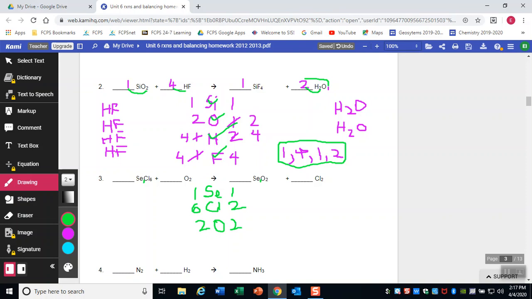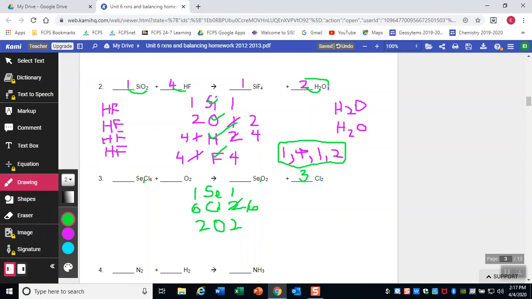All right, so like we did when we were balancing equations, we use the least common multiple. So I'm going to do that here with my chlorines. I've got 2 and 6. If I count by 2s, 2, 4, 6, so I can make this be 6. 2 times 3 is 6, so I'm going to put a 3 in front. I can change the coefficient.